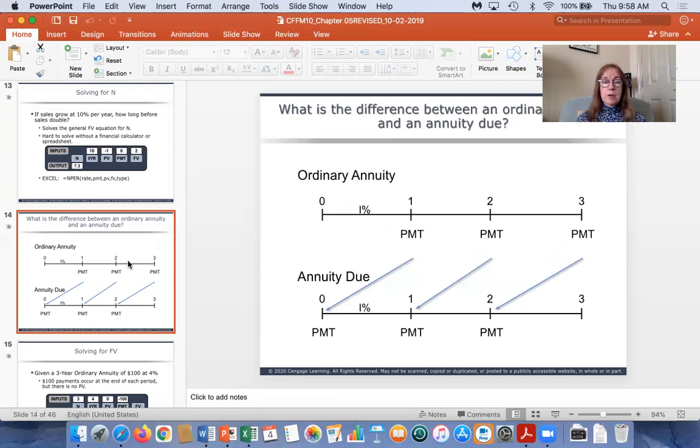All right, next we're going to talk about annuities. An annuity is an equal payment. An ordinary annuity, or if the problem just says annuity, means payments are made or received at the end of the period, at the end of the year. An annuity due is when payments are made or received at the beginning of the period. So if I was saving with an annuity due, I would be putting money in at the beginning of each year. Or if I'm taking money out, it would be at the beginning of each year.